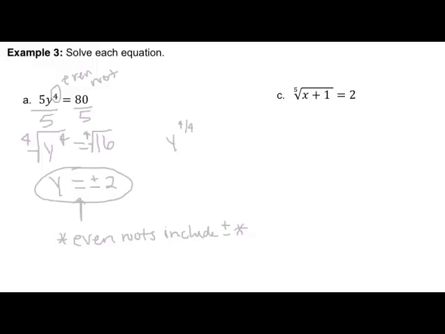Now I want you to notice we need to keep track of whether we have even roots or odd roots. If you remember in chapter 5, when we had square roots, that was an even root, and we always had to look at both cases, plus or minus. So whenever we solved, we always had plus or minus. Whenever you have an even root, you have to make sure you include the plus or minus. If we have an odd root, you don't have to include the plus or minus. It's just whatever answer you get. So our answer here, y equals plus or minus 2. And again, whenever we have even roots, we must include the plus or minus in our answer.